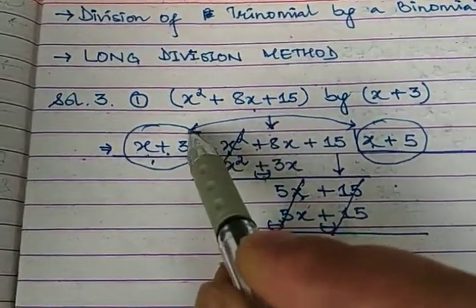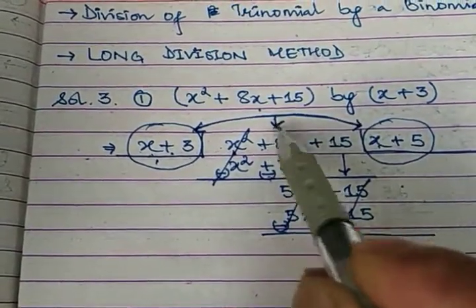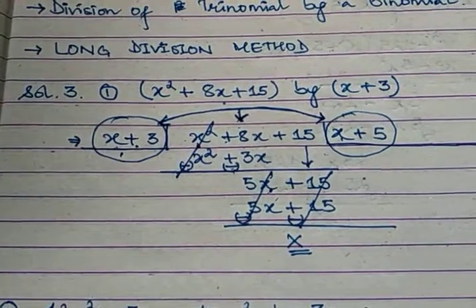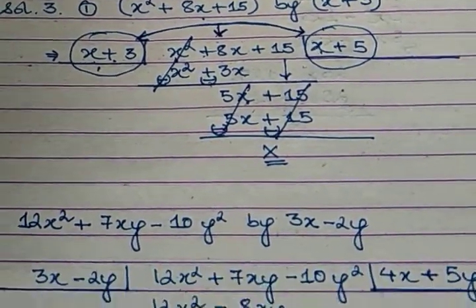The divisor and the quotient, not dividend. If you multiply the divisor and the quotient, what will you get? You will get the dividend. In this way, you can check your answer as well, if you have any doubts regarding your answer.